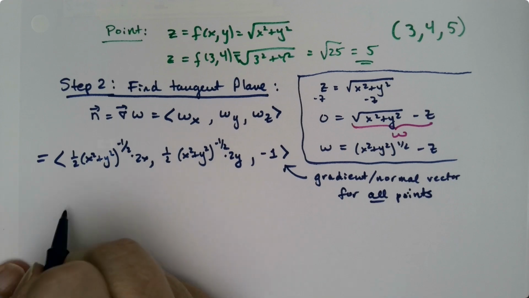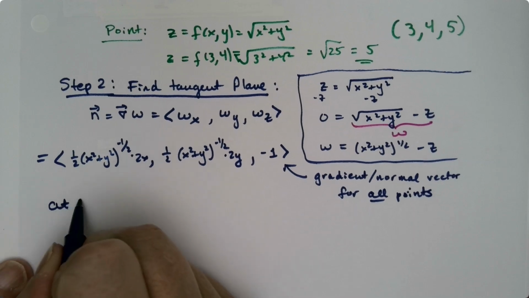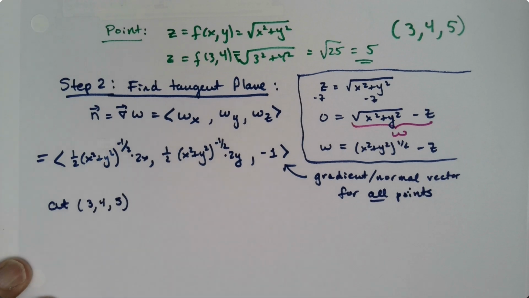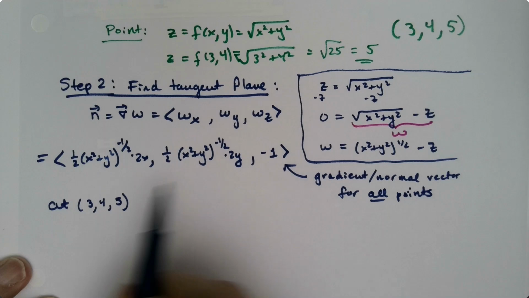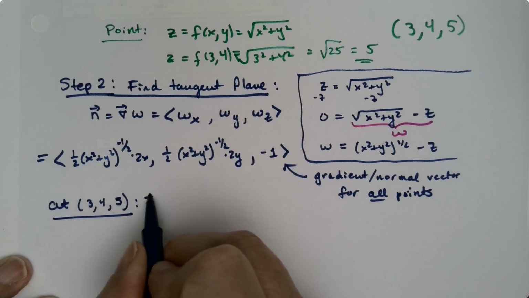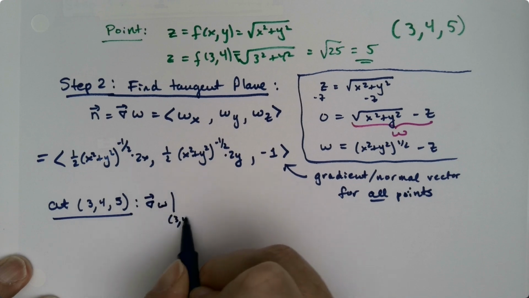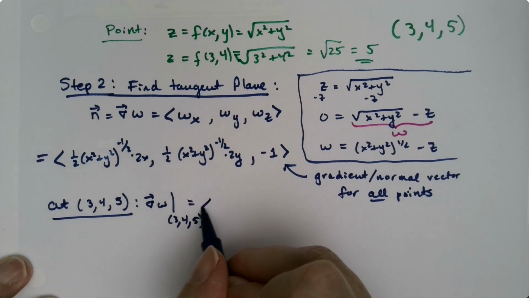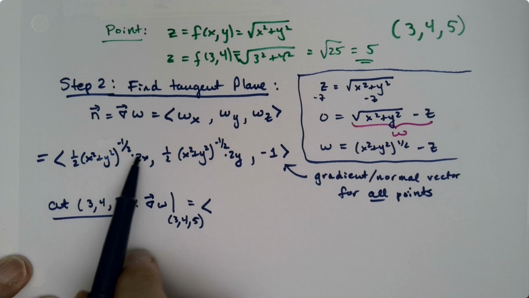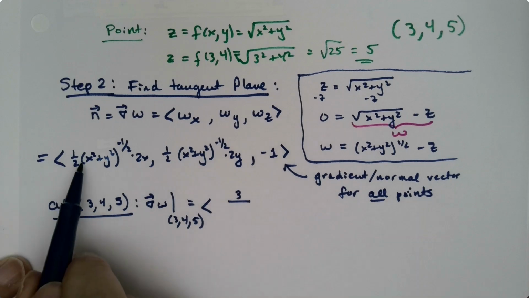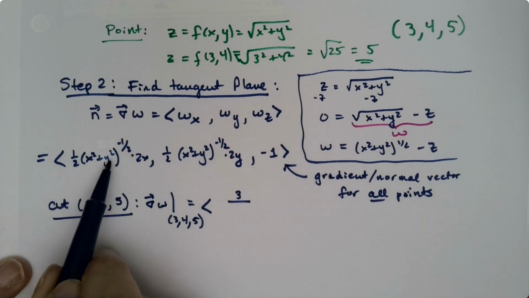We need the gradient at our particular point. So the gradient of w at 3, 4, 5 equals, all right, 1/2, the 2's are going to cancel, so it's going to be x divided by, so 3 divided by the square root of 3 squared plus 4 squared, right, because the negative will make it go in the denominator.